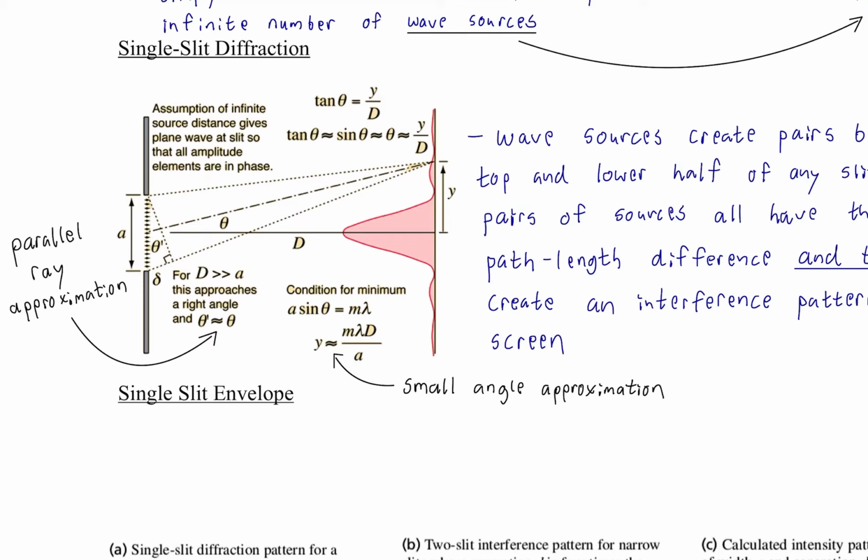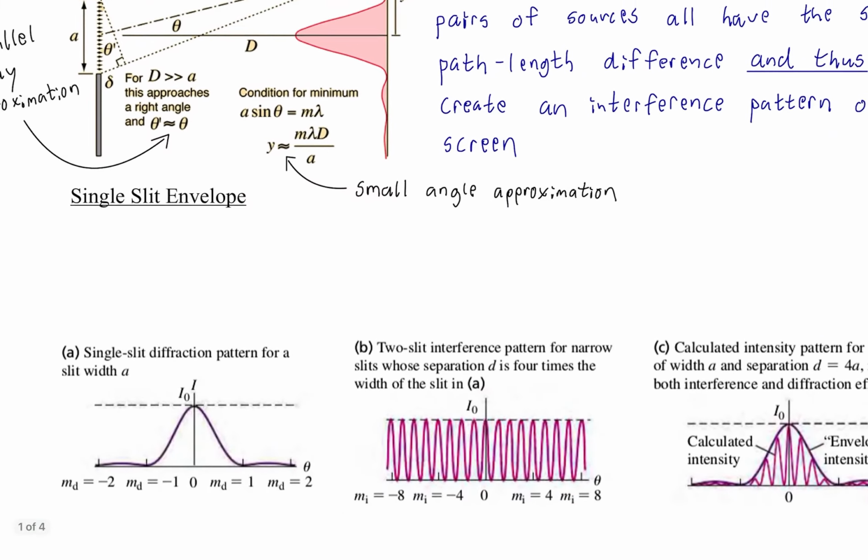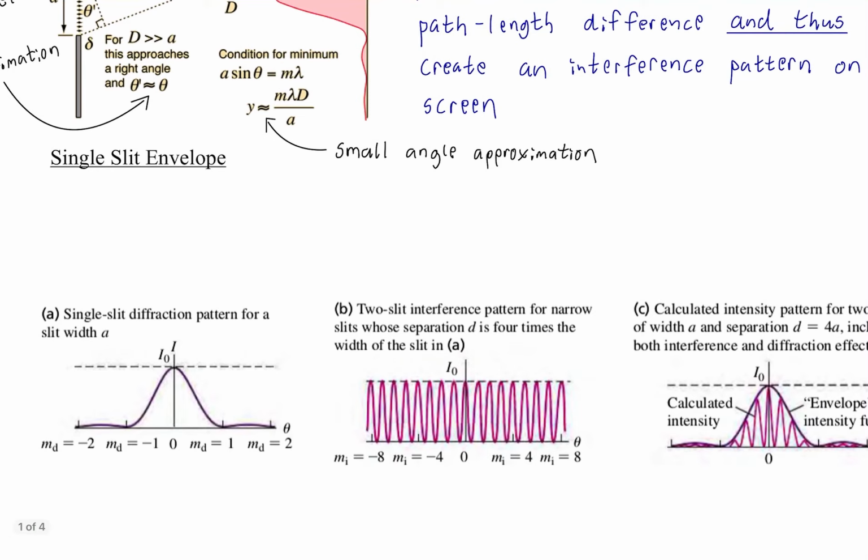To be fair, double slit interference is also based on diffraction. I suppose we could have called that double slit diffraction. No one does. They all call it double slit interference. So diffraction and interference are involved in both processes. Hopefully that's clear. Now, our last key term here is single slit envelope.